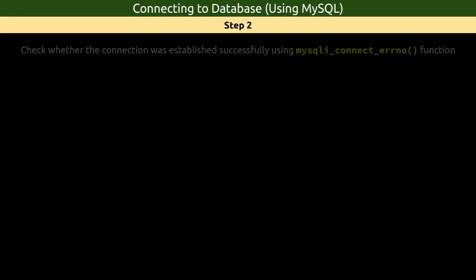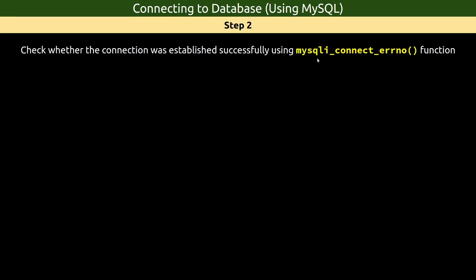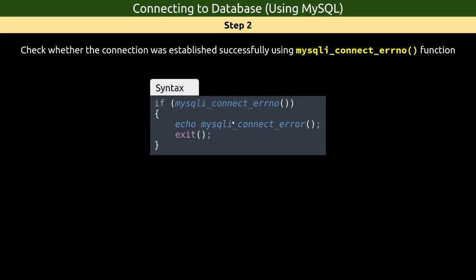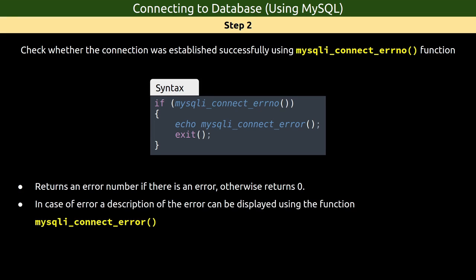Step 2 is to check whether there was an error while trying to connect to the database. That can be done using the function mysqli_connect_errno, and the syntax for that goes like this. If there was an error while connecting to the database, it will be returned by the errno function, and you can display the error message using the mysqli_connect_error function. This function returns an error if there is an error, otherwise it will return 0. In case of error, a description of the error can be displayed using the function mysqli_connect_error. The two functions, errno and error.